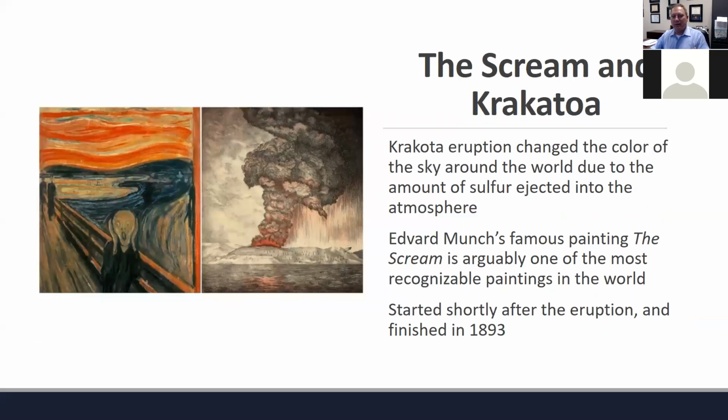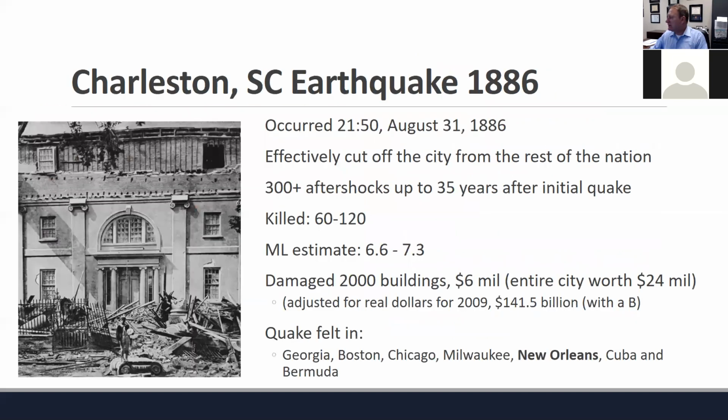It's also important to recognize, if you see this famous painting called The Scream, it's most likely because of how the colors of the atmosphere had changed the sky around the world because of the amount of sulfur that had been ejected into the atmosphere following the eruption. He started that painting shortly after the eruption, and he finished it about 10 years later in 1893. Let me move on to the Charleston, South Carolina quake.